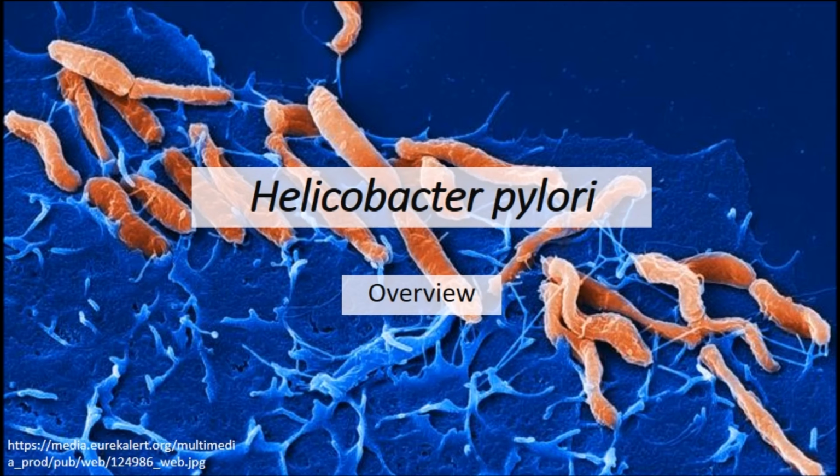Helicobacters were subsequently subdivided into species that primarily colonize the stomach, which would be considered the gastric Helicobacters, and those that colonize the intestines, which would be called the enterohepatic Helicobacters. So let's get started.